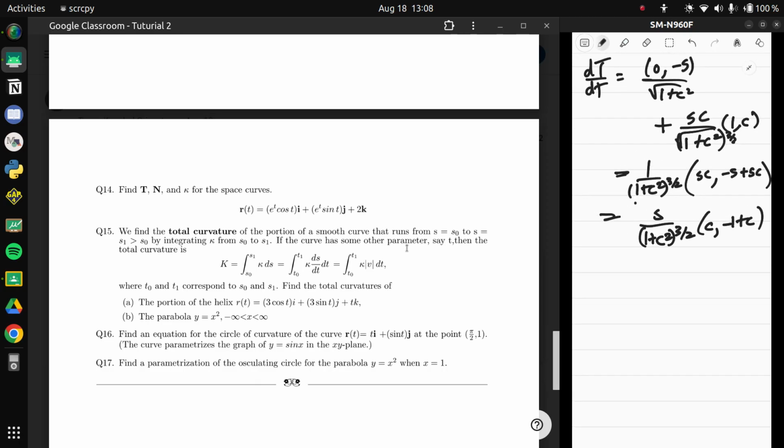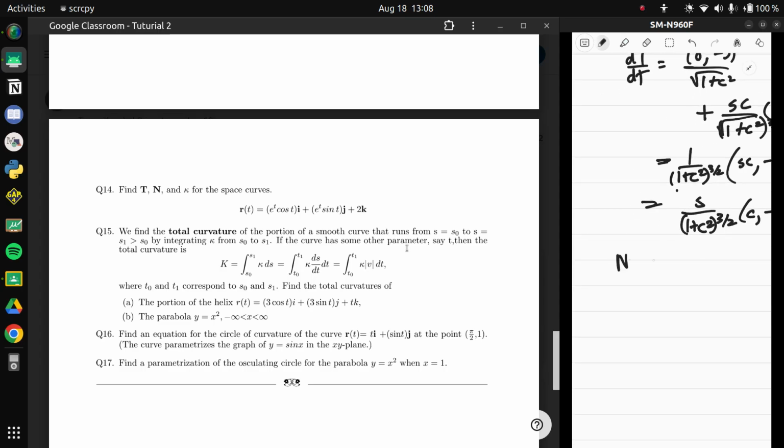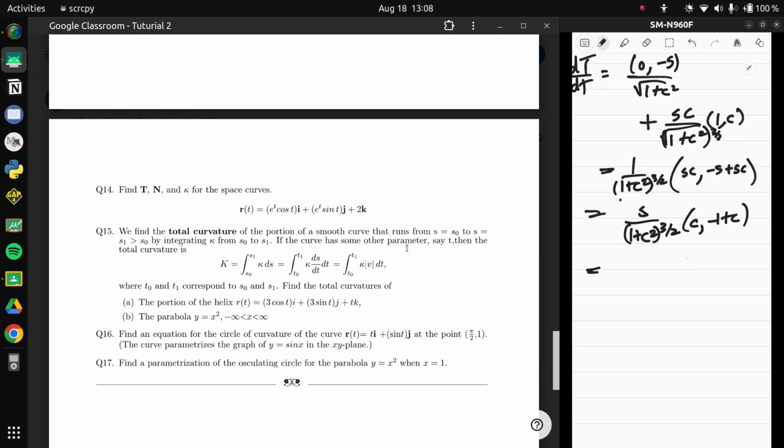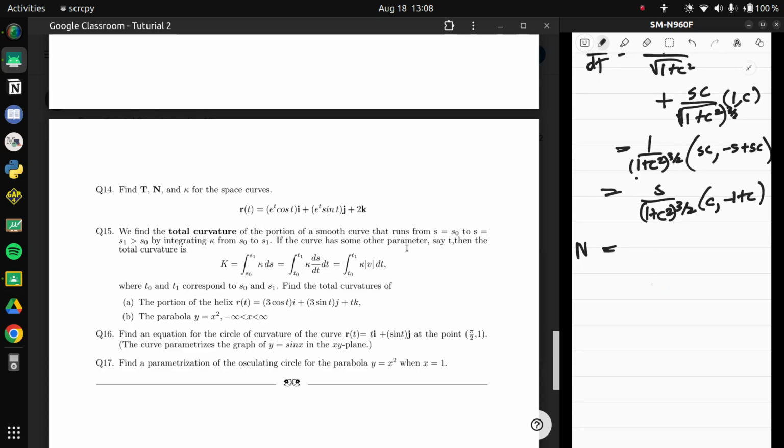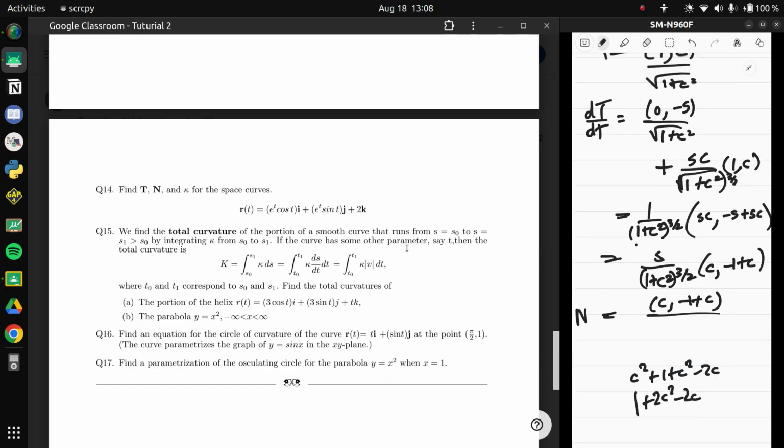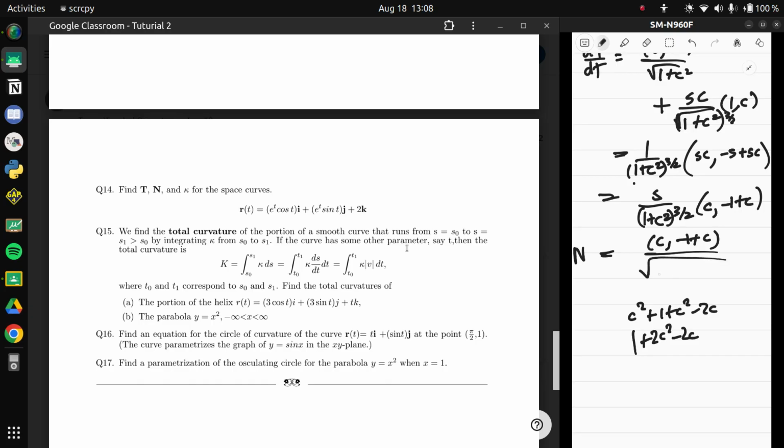So your normal vector, you normalize that: c squared plus 1 plus c squared minus 2c, something like 1 plus 2c squared minus 2c, whatever, is that 1 upon. I really hope I'm doing something correct. I don't know. Move on. So that's a normal.